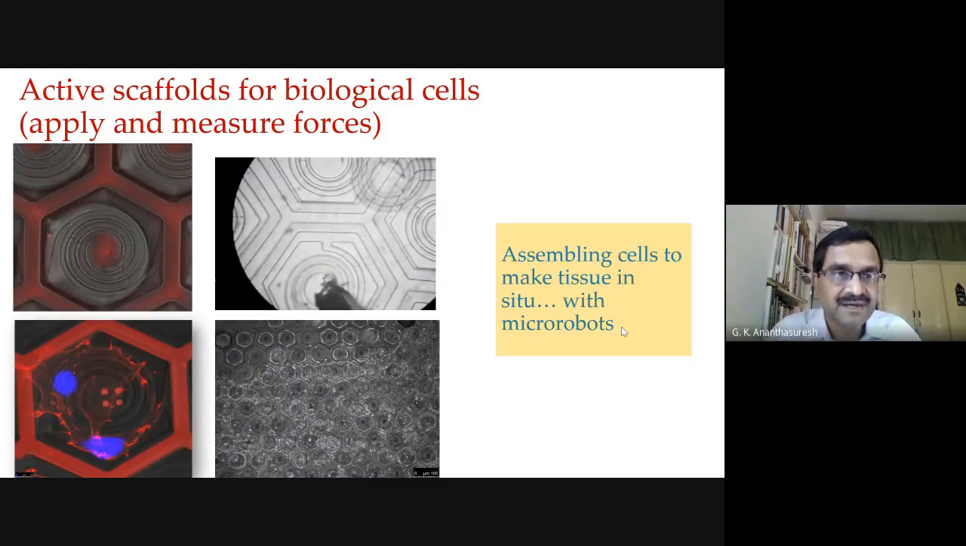And we also make what are called scaffolds for cells. Just like for a building, we have a scaffold. When you want to do tissue engineering or regenerative medicine, you provide a scaffold for the biological cells. And here we use micro-electromechanical structures so that we can apply forces and measure forces that are being applied by the cells. Both of those we do. Our eventual goal is to assemble cells which are cultured on these micro robots and make tissue inside the body. There are applications where this is useful, and that is where we are trying to go.